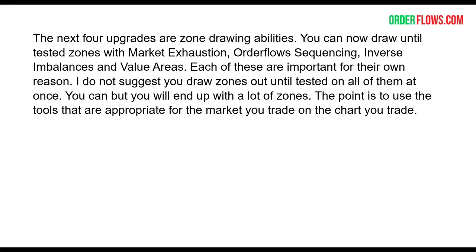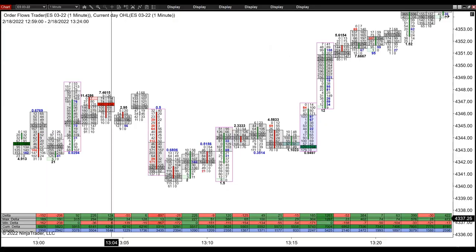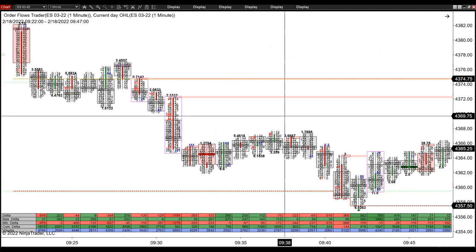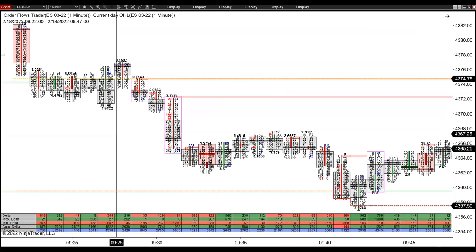You could add them all up on there, but just be aware of what you're looking at, right? So we tend to keep the colors the same, so you may need to adjust the colors a little bit, but I'll show you that in a second. The last thing you want to do basically is end up with a lot of zones on your screen and then you're just back to square one. So let's just go back to, where am I? We'll start with the market exhaustion.